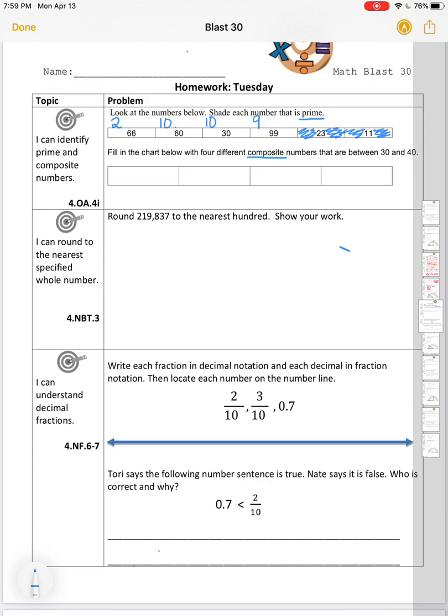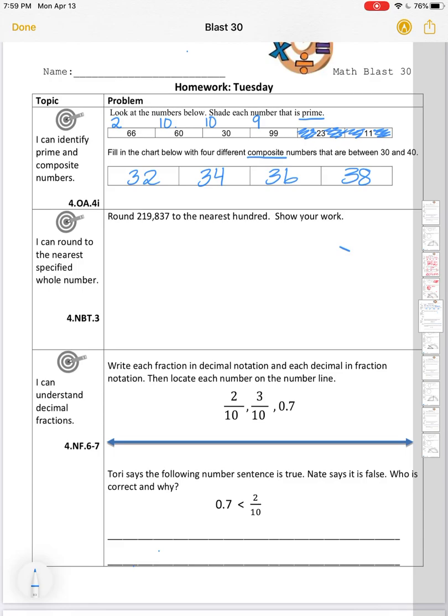Fill in the chart below with 4 different composite numbers that are between 30 and 40. Well, I know that composite numbers have more than two factors, and so the numbers between 30 and 40 would always have 1 and themselves as factors, but every even number greater than 2 is going to have that additional factor of 2. So let's go with 32, 34, 36, and 38.